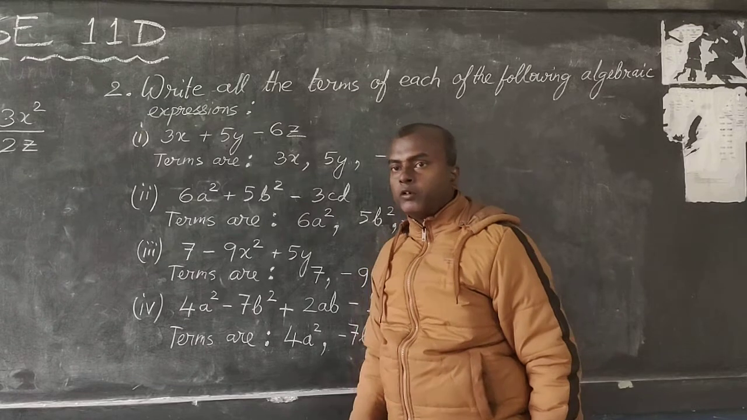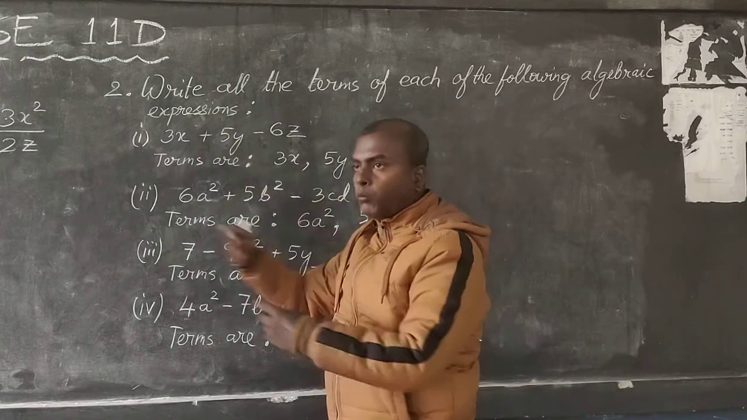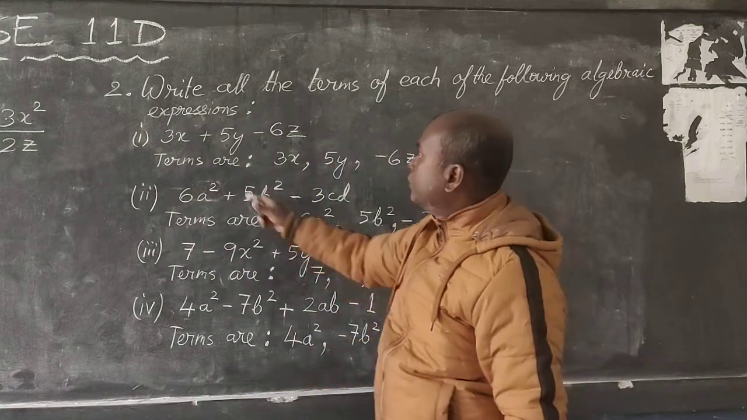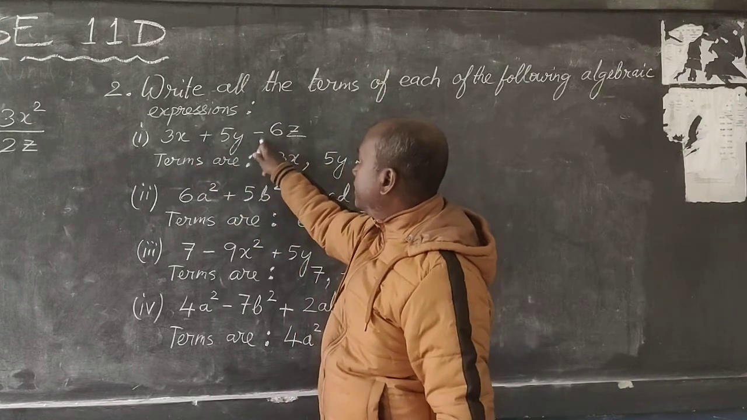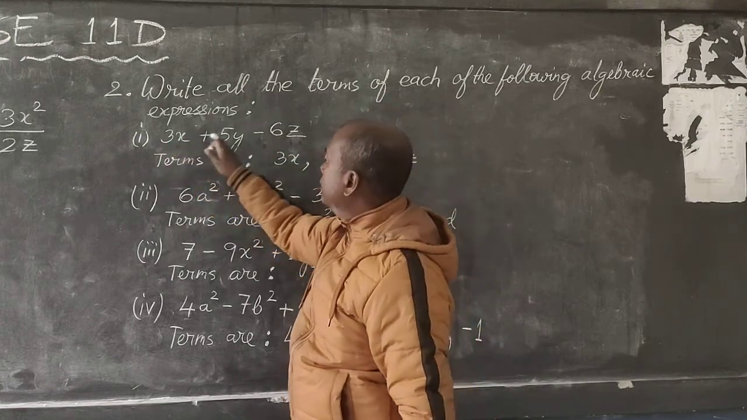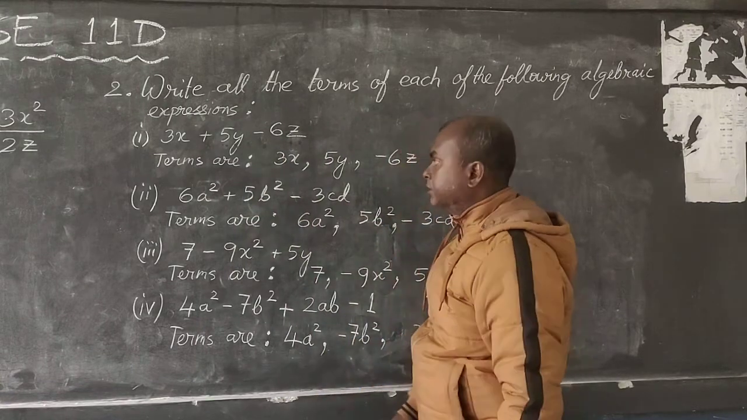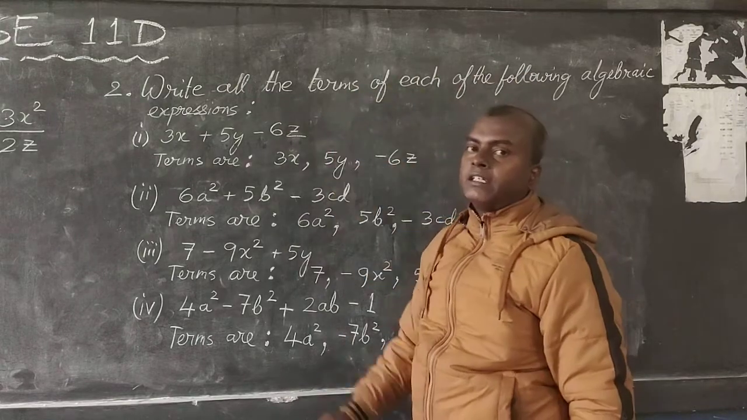Okay, for this you have to observe the plus and minus signs. More the number of plus and minus signs, more terms will be there. So here these two are separated by plus sign, these two are separated by minus sign. So in all we have 1, 2 and 3 terms. So we have to write down these terms. That's the question. Write all the terms of the following algebraic expressions.